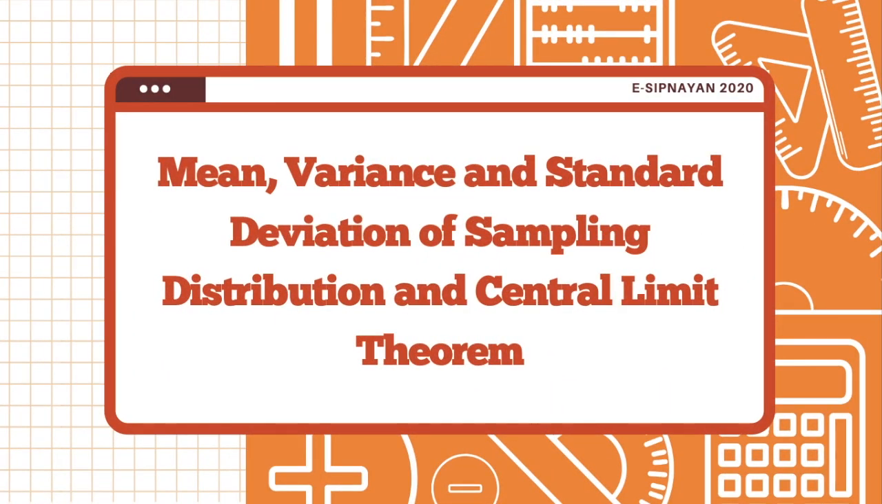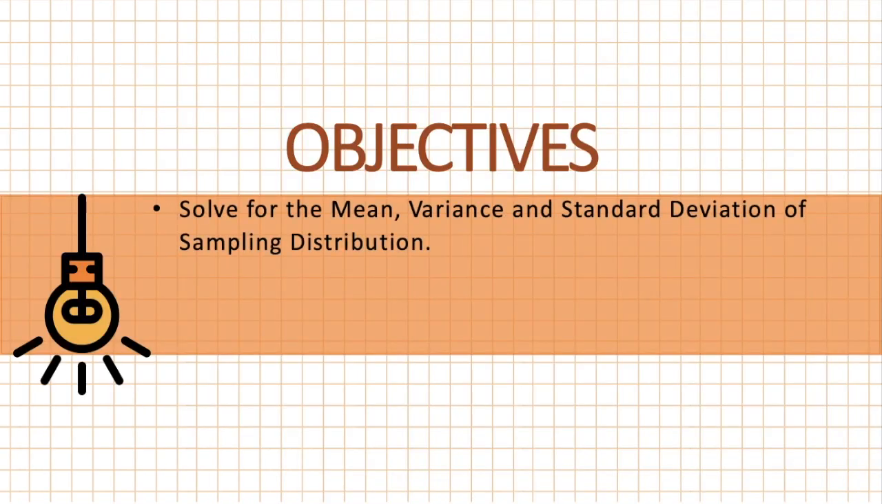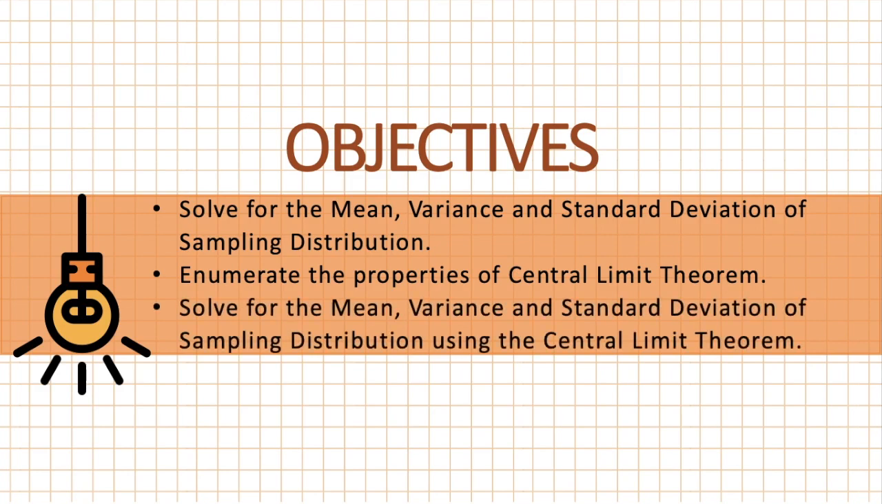For this video, I will be discussing mean, variance, and standard deviation of sampling distribution and central limit theorem. Okay, so our objectives. First, we will be solving for the mean, variance, and standard deviation of sampling distribution. And also, we will enumerate the properties of central limit theorem. And then, we will be solving for the mean, variance, and standard deviation of sampling distribution. This time, we will be using the central limit theorem.